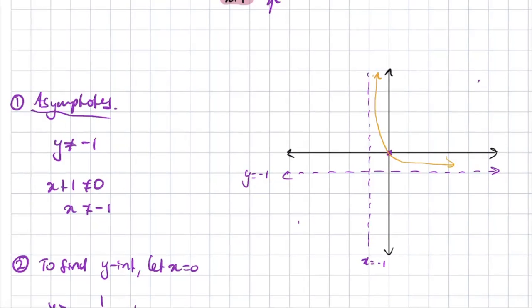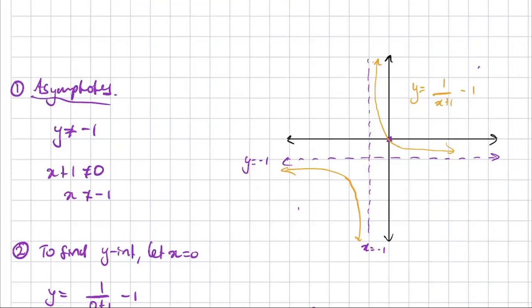And then we want to do the other branch of our hyperbola, as it's called, looking a little bit like that. So 1 over x plus 1 minus 1 is just a hyperbola that's moved left 1 and then down 1. That's where we combine the two techniques.